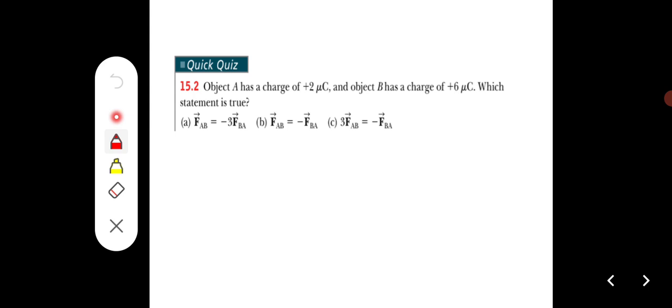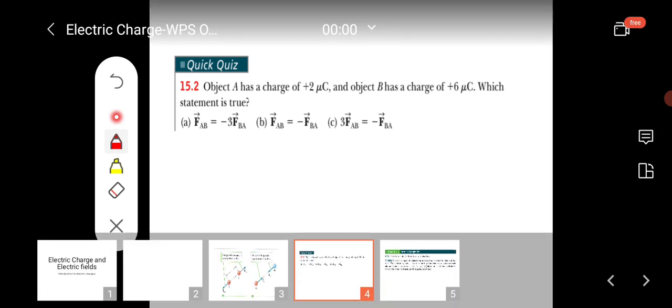The quick quiz says: object A has a charge of positive 2 microcoulomb and object B has a charge of positive 6 microcoulomb. Which statement is true? A, the force exerted by A on B is 3 times the force exerted by B on A. B, the force exerted by A on B is the same as the force exerted by B on A, but in the opposite direction. C is the same as A, but in the opposite.